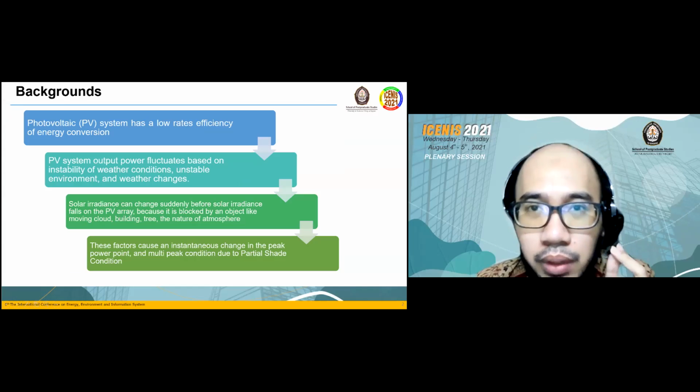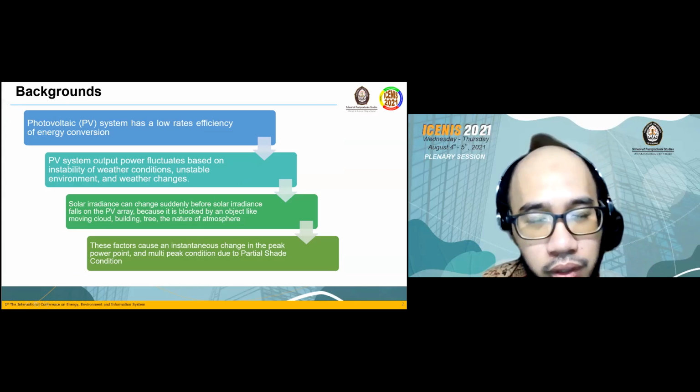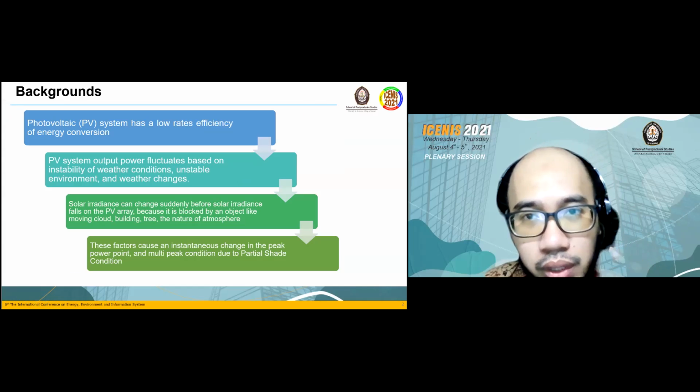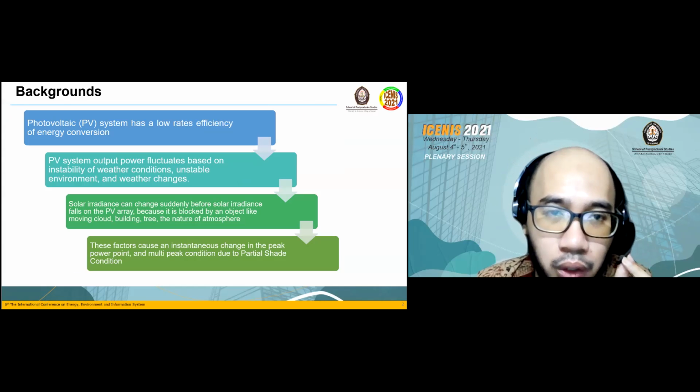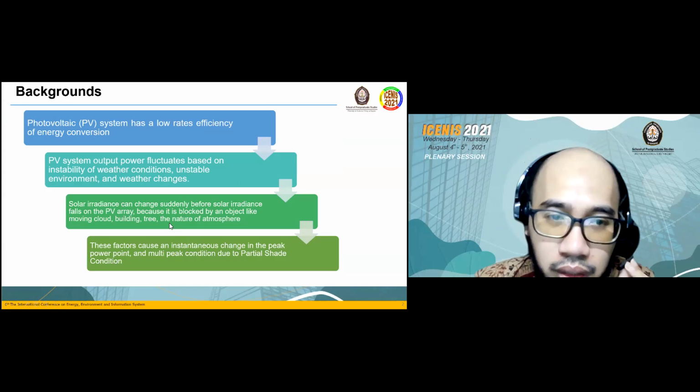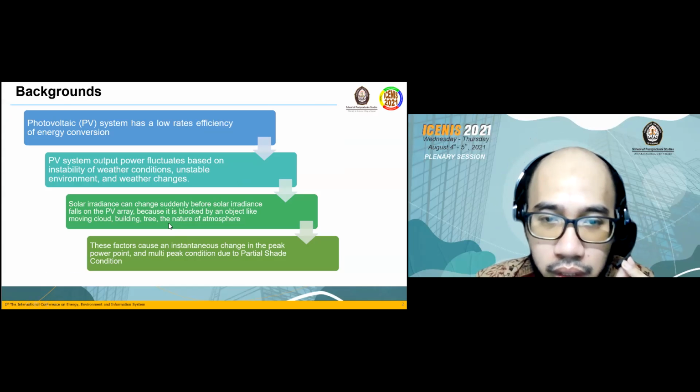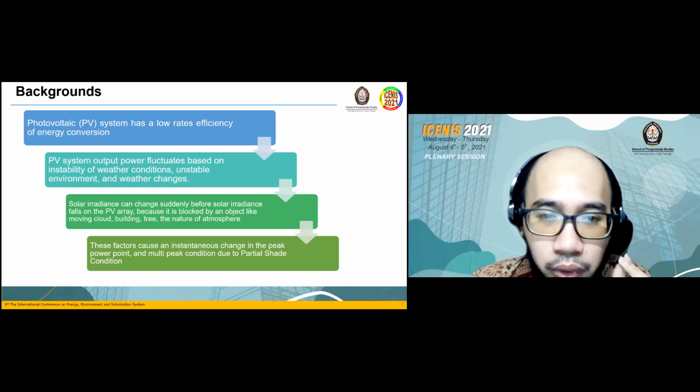The background of the problem in my paper is that the photovoltaic (PV) system has lower efficiency of energy conversion. PV system output power fluctuates based on instability of weather conditions and environment changes. Solar irradiance can change suddenly before it falls on the PV array because it is blocked by an object. This factor causes an instantaneous change in the peak power point and a multi-peak condition due to partial shading.